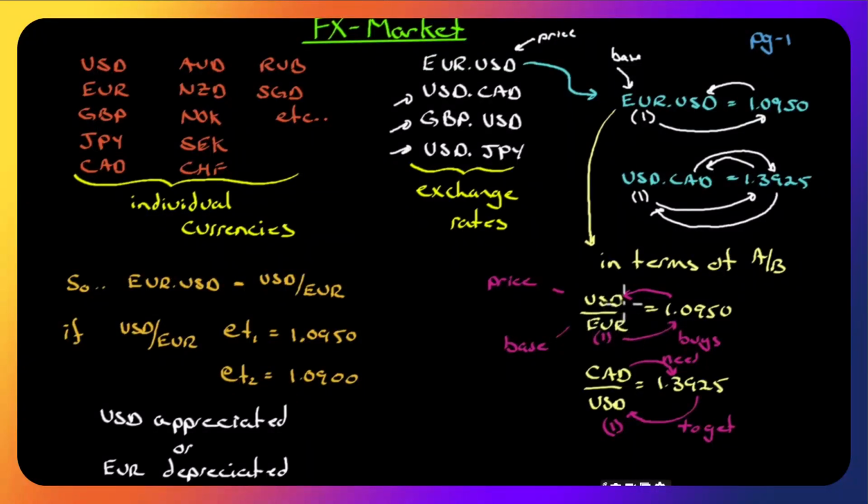And it makes sense, right? How else do we get, in a ratio, how else do we get 1.0950? If the base is always 1, then the numerator is 1.0950, right? So 1 euro buys this much US. The base buys this much. That's the price of the numerator. So in this one here, here's the base. It's a US dollar. Here's the numerator, Canadian. That's the price of the numerator. 1 US dollar buys 1.3925 Canadian. Or to say it another way, for Canadian, we need 1.3925 Canadian to get 1 US dollar.